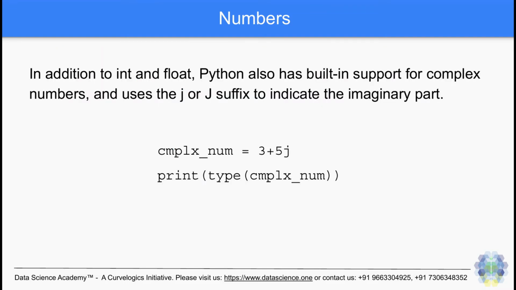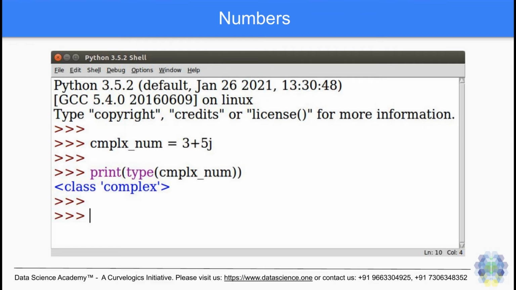In addition to int and float, Python also has built-in support for complex numbers and uses the lowercase j or uppercase J suffix to indicate the imaginary part. Here, you can see how Python interprets numbers with an imaginary component. Try other complex examples, which suit your imagination.